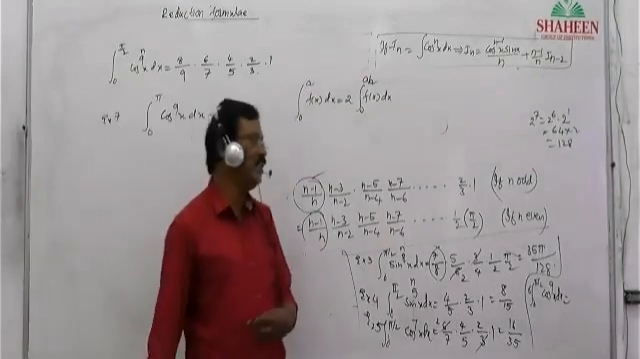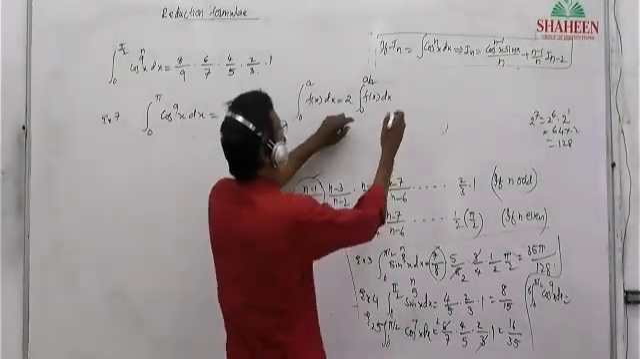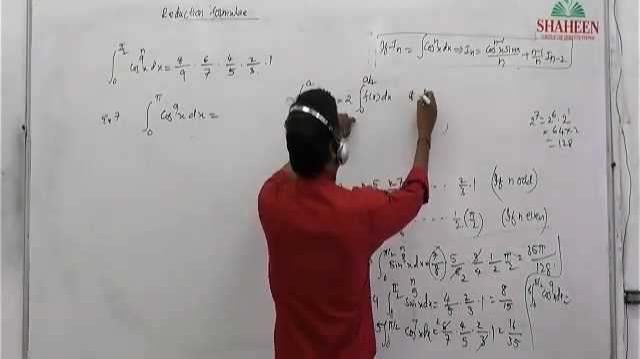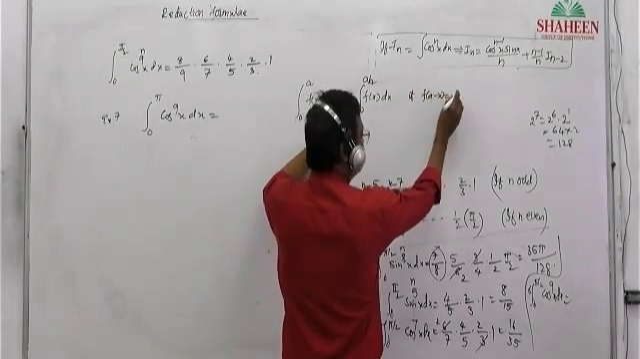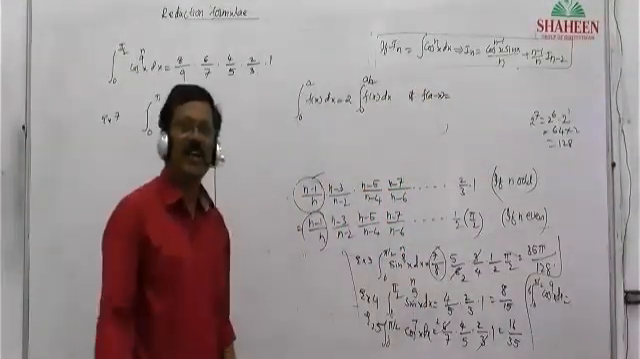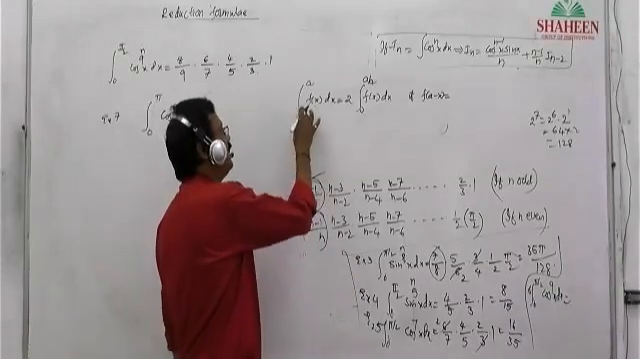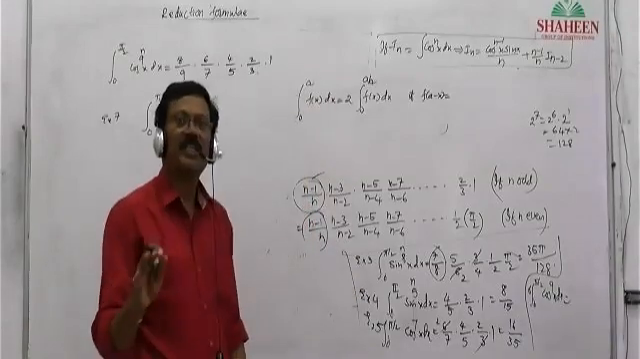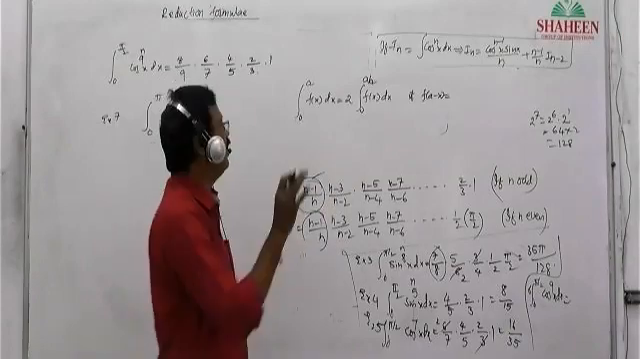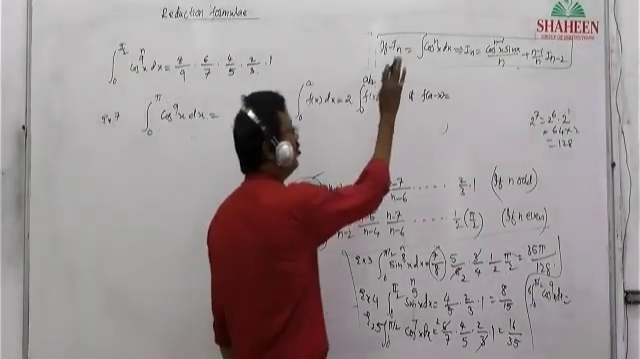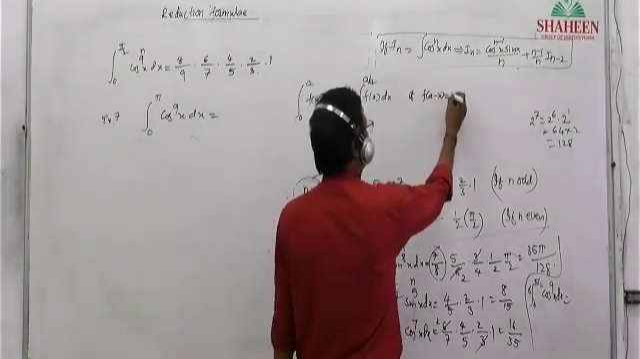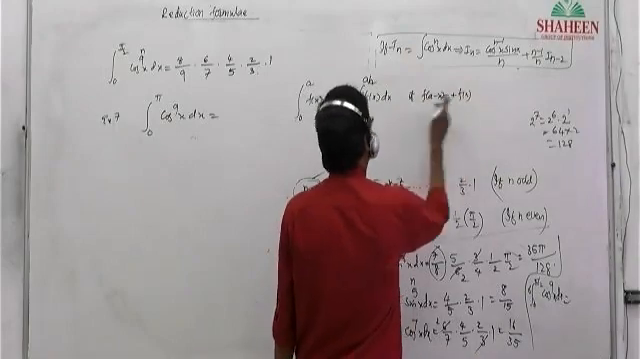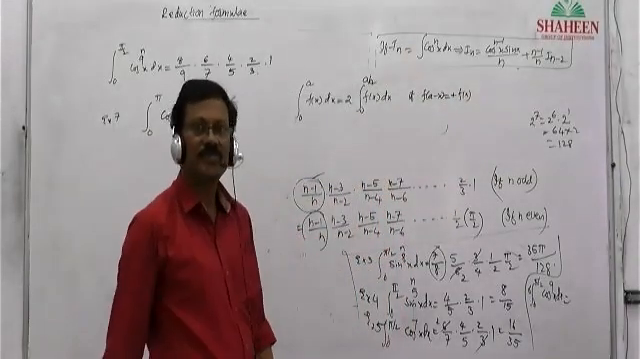When we check f(a minus x), don't say even or odd. If the limits are from minus a to plus a only, we check even or odd. But if the limits are 0 to a, you check this one. If we get plus f(x), then this will be written in this form.